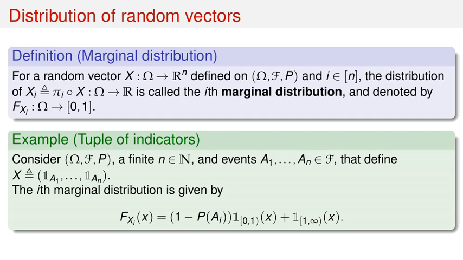Let's apply this to our tuple of indicators example. X is indicator A sub 1 and so on, indicator A sub n. The ith marginal distribution F sub X sub i of x, where x is a scalar here for the component, is 1 minus probability of A sub i times the indicator of the interval [0, 1), including 0 but not 1, applied to x, plus the indicator of the interval [1, infinity), including 1, applied to x. This is just the CDF of a Bernoulli random variable.